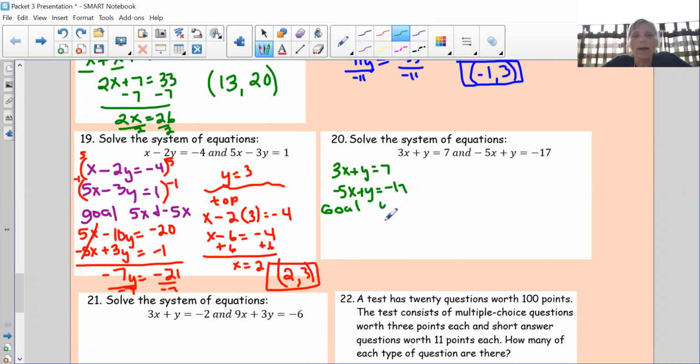And I'm going to say my goal here is to have y and negative y, because they would add to 0. So I'm going to put, hang on, I don't really even need that. y and negative y. So I'm going to put a different color here. I already have a y, so now I need negative y.